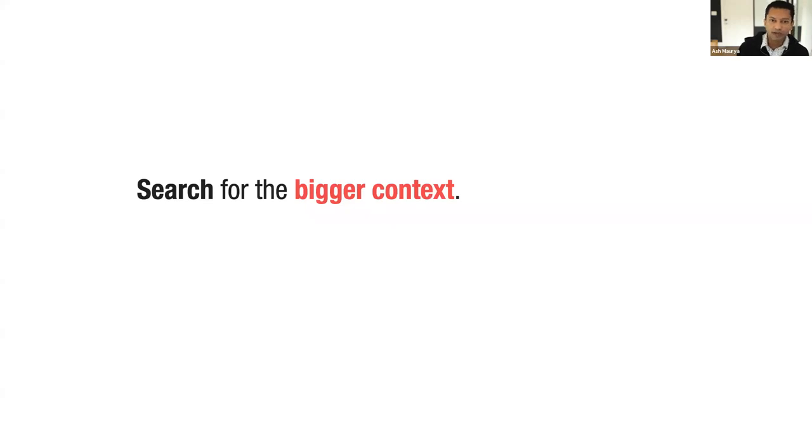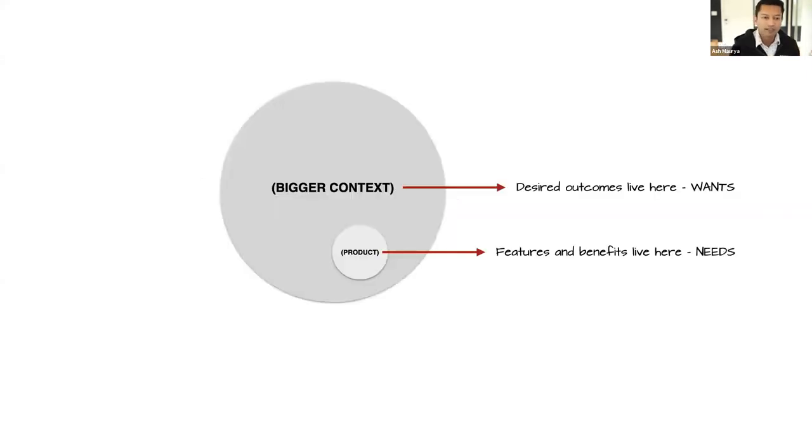And so you might land on a very functional value proposition, which is often not big enough. You have to look at a bigger context. You have to figure out what it is that customers ultimately want. So when we look at this idea of the bigger context, you find that the features and benefits, the needs, live at the product level, the tool level, but the bigger context is where you find these desired outcomes. And that's what you really want to be chasing. So let me share this example and go a bit further.